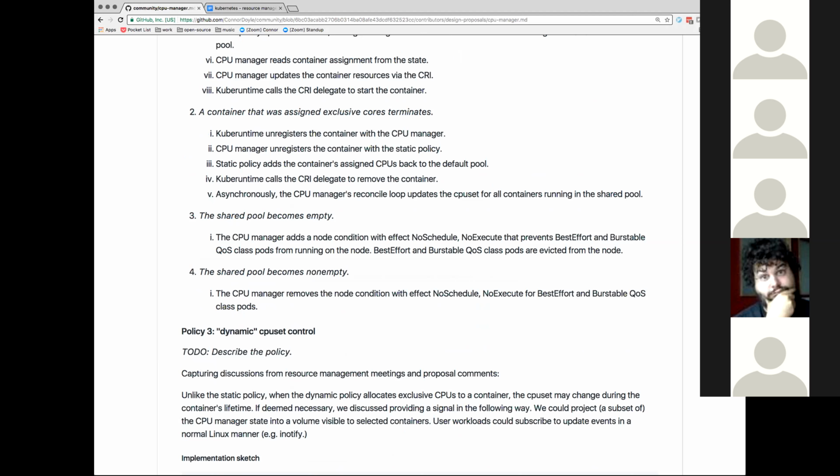We could. We discussed a different option. It would basically be an option to the policy, which would be kind of like a low water mark for the shared pool. We say always keep at least one CPU around, and don't give it out to guaranteed containers. And by setting that flag, you would avoid CPU pressure ever being set.